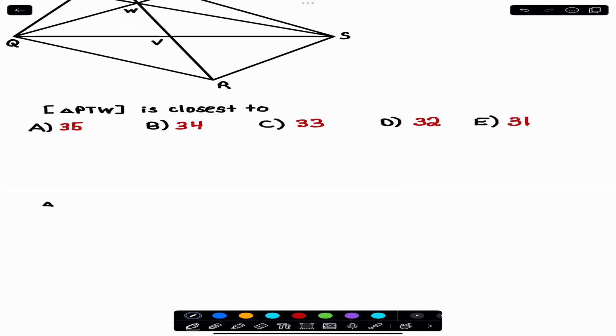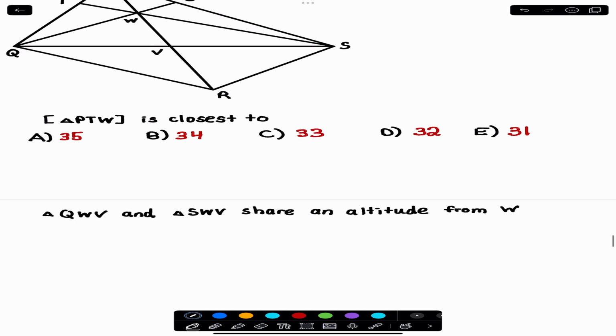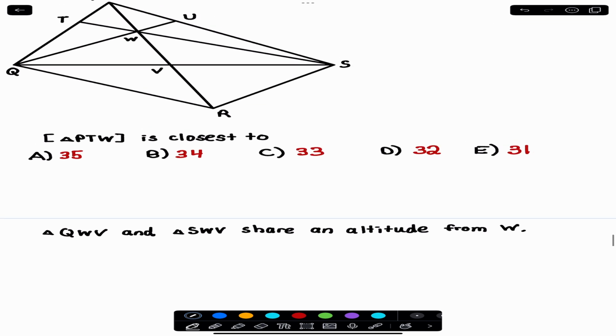Triangles QWV and SWV share an altitude from W. Again, I'm not going to actually draw everything out by this point. I'm not going to drop altitudes or rotate things, but I encourage you to make sure you really see that at home. If you have to draw it out yourself, go ahead and do it.